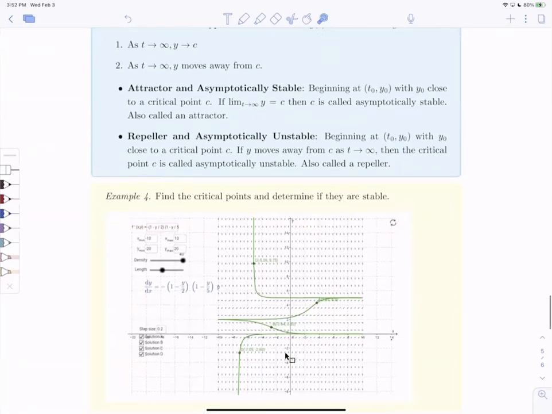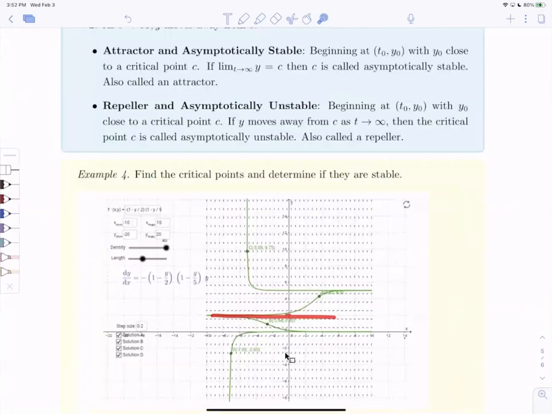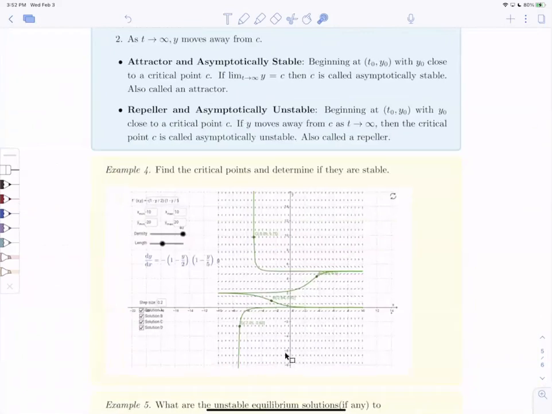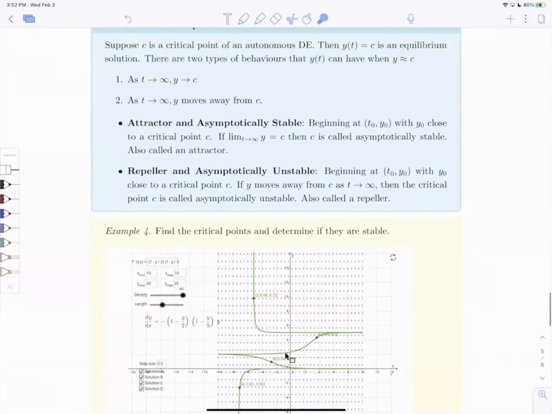For example, this one, okay? If 2 here is your c, as t goes to infinity, it moves away from 2. So that's the second case. When it approaches c, we call it stable or asymptotically stable. When it moves away from c, then we call it unstable. That's it.